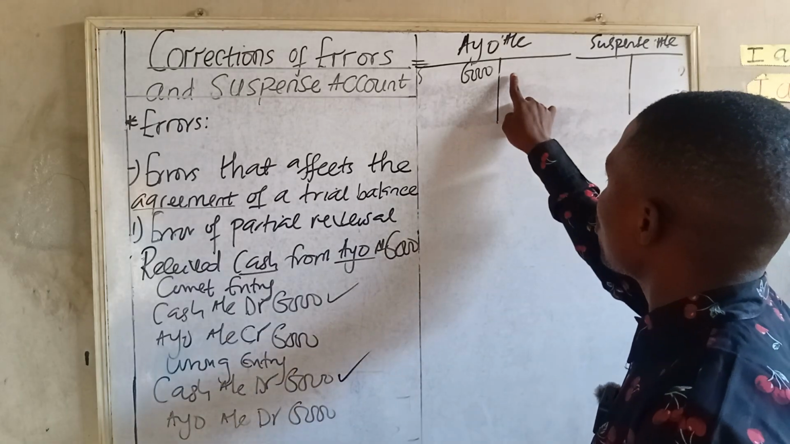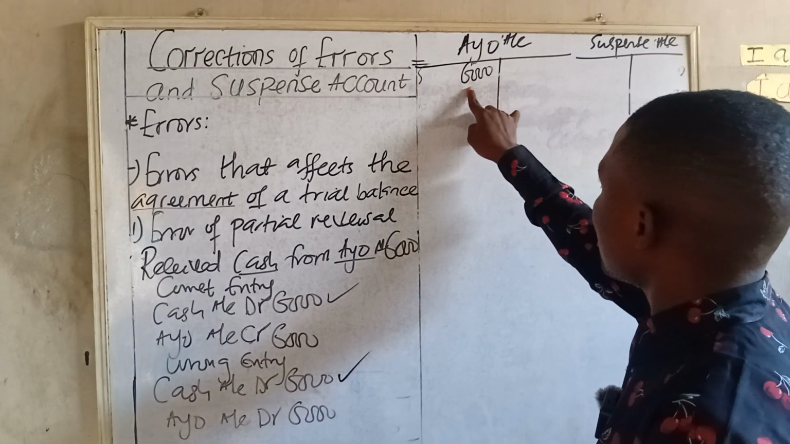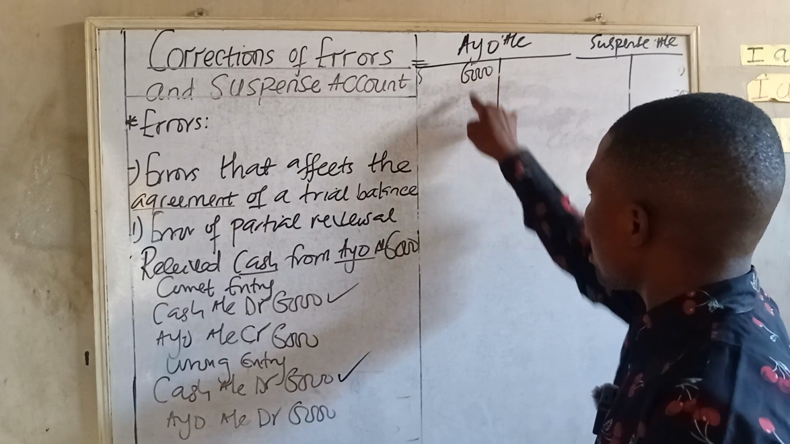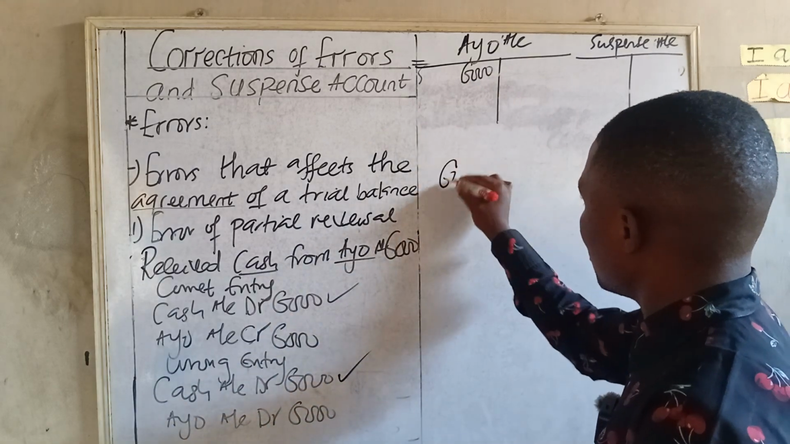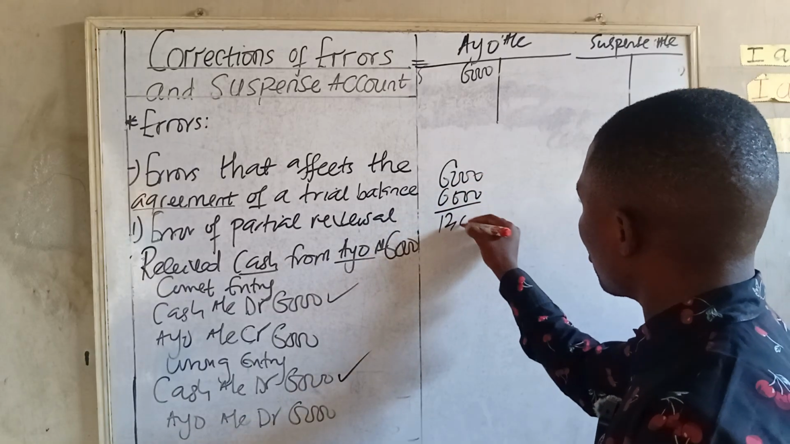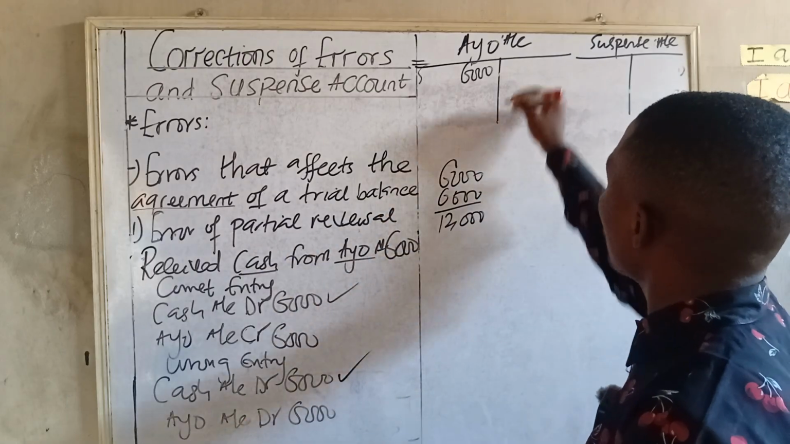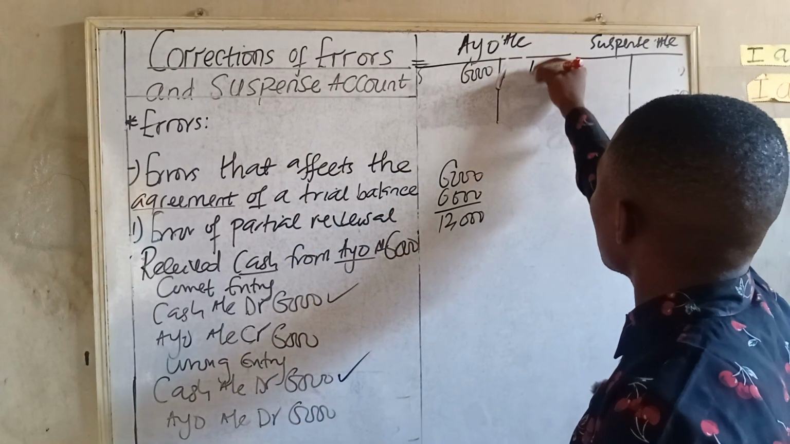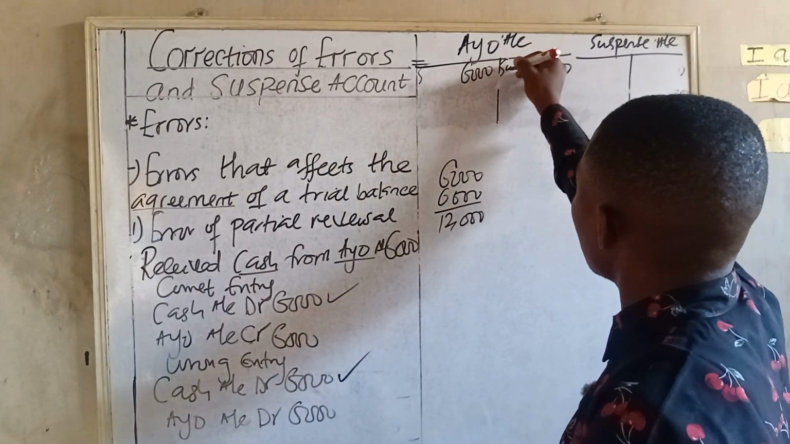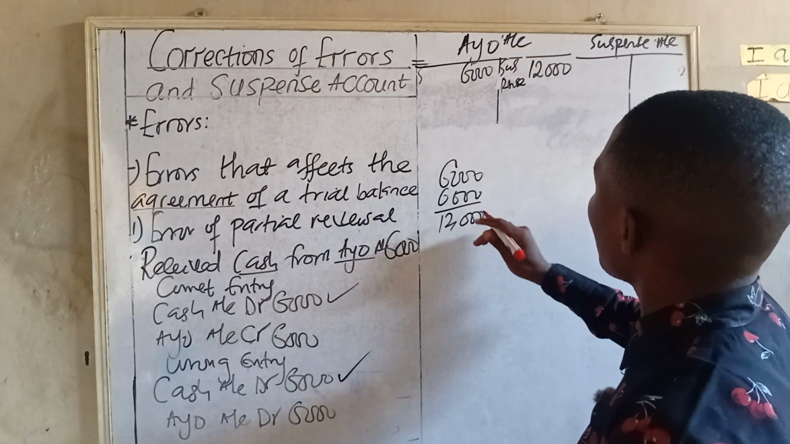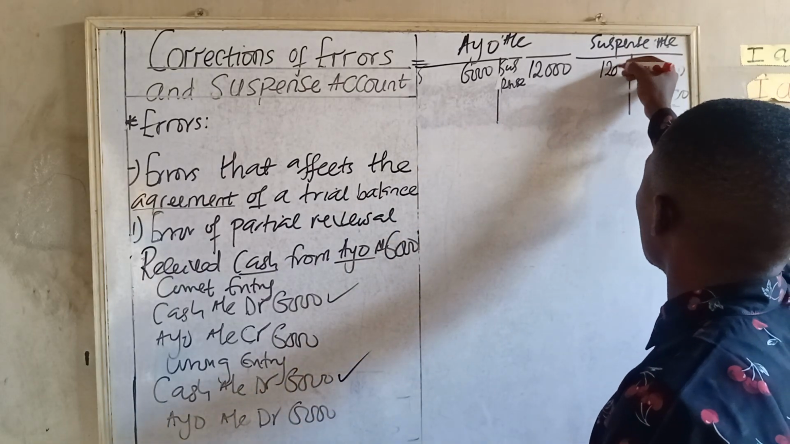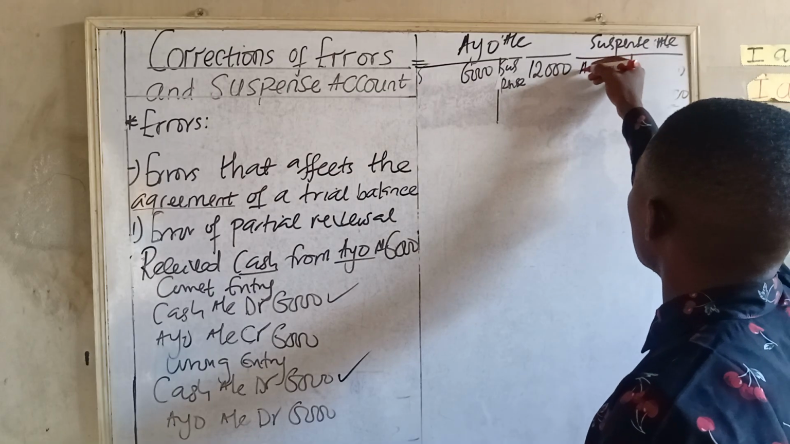Now, for us to take this 6,000 away from here and put it here, we are going to double this amount. That's 6,000 plus 6,000. We have 12,000. So we'll come here and record 12,000 in the name of suspense. Then we'll come here. Since we credit here, we'll come here with debit 12,000, in the name of Ayo.